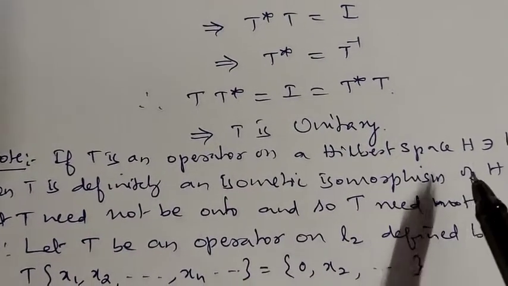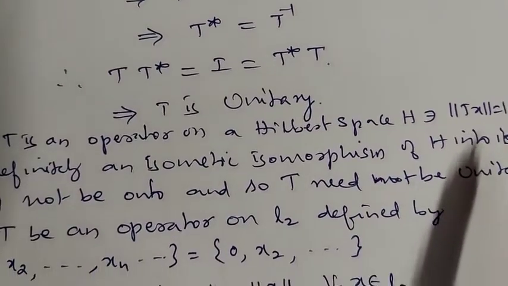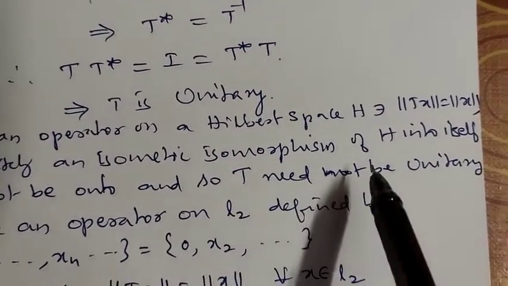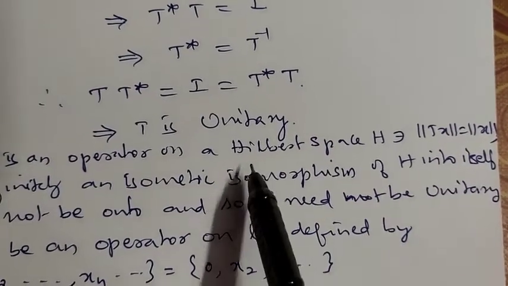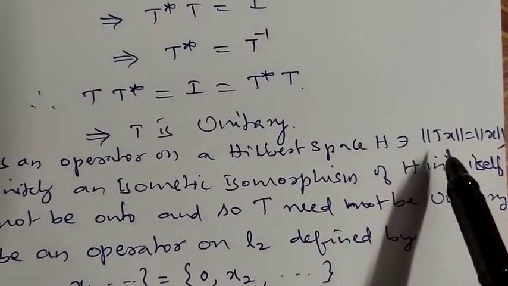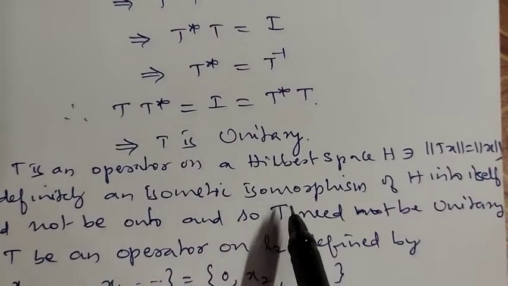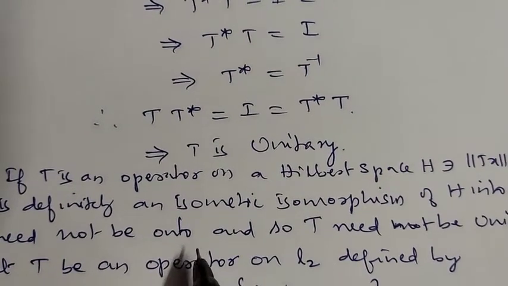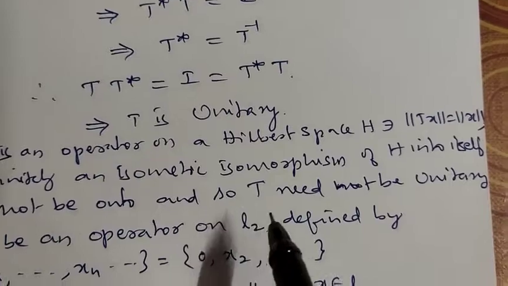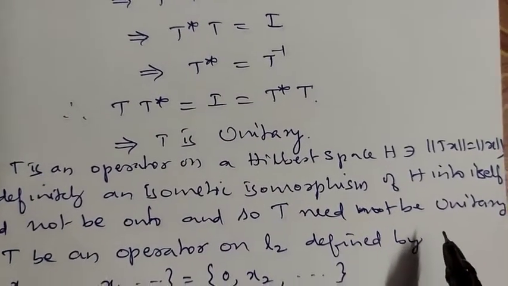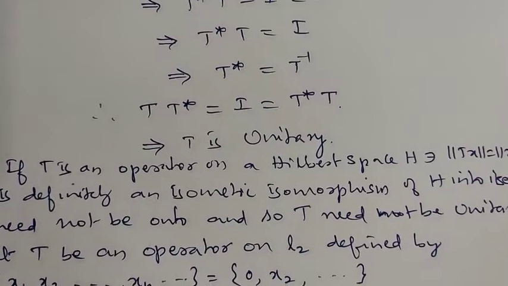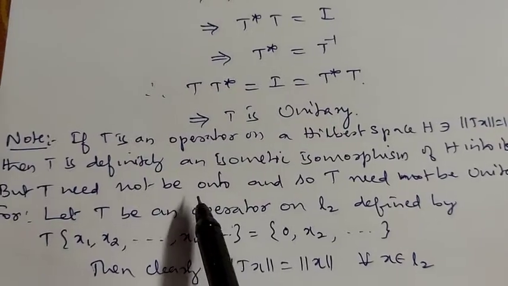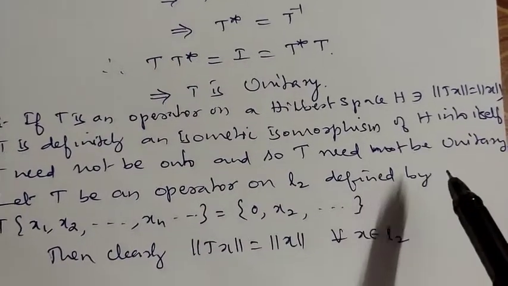Now note that if T is an operator on a Hilbert space such that the norm of T x is equal to the norm of x, then T is definitely an isometric isomorphism of H into itself. But T need not be onto, and so it need not be unitary. For example, let T be an operator on L2, but T need not be onto, and so T need not be unitary.